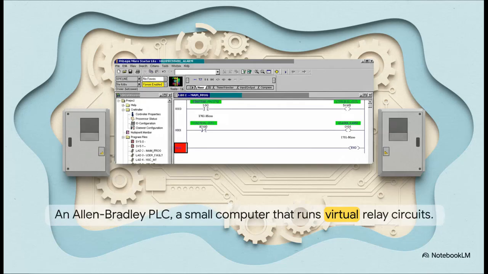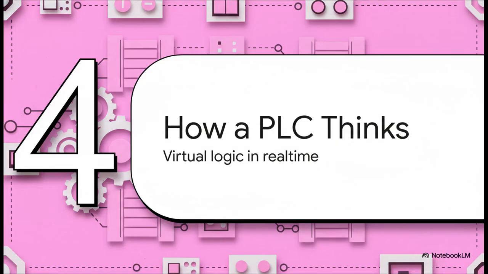And this is what one looks like in the real world. A PLC is basically a tough, rugged little industrial computer, and inside this box, there are no actual relays clicking open and shut. Instead, it runs a program, a virtual relay circuit that does the exact same job, but it does it at the speed of light. So how does a PLC actually think?